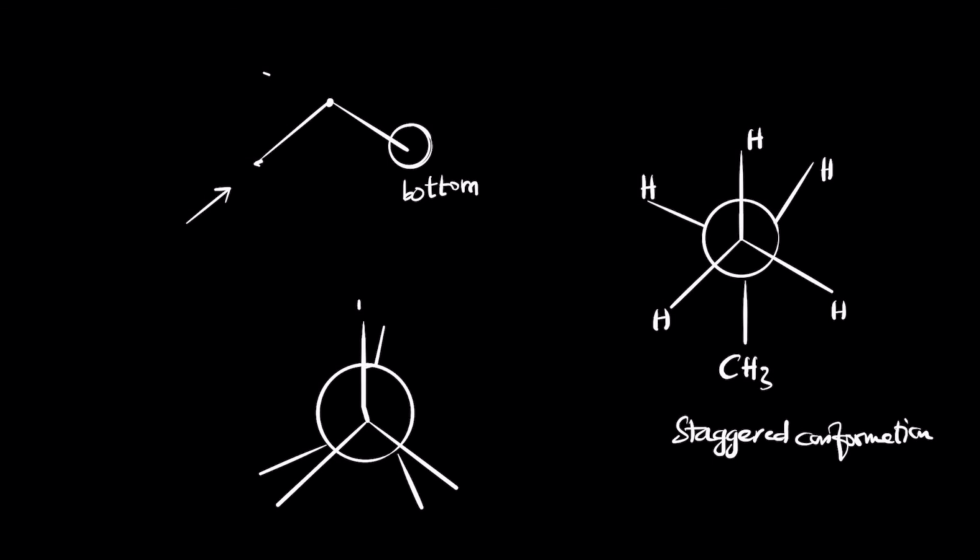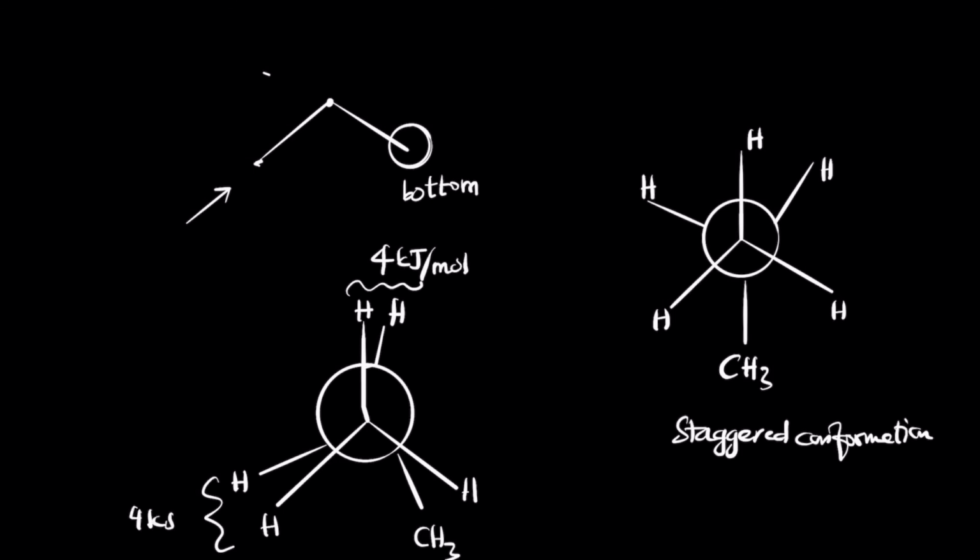So the hydrogens are close to each other. The hydrogen and the CH3 from the back are close to each other, and the 2 hydrogens are close to each other. So we know that for the hydrogens to be this close, you need 4 kilojoules per mole, and here you need 4 kilojoules per mole. What would be the energy for CH3 and H?